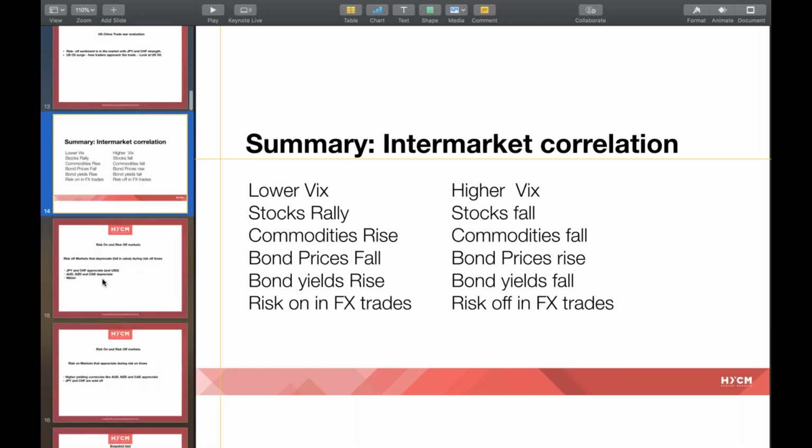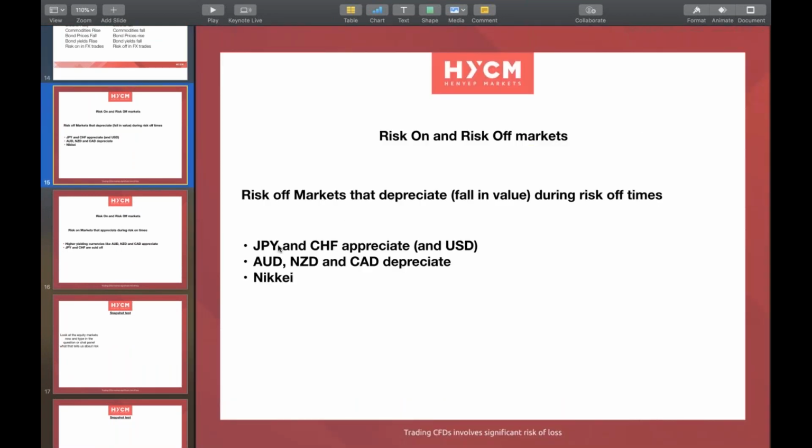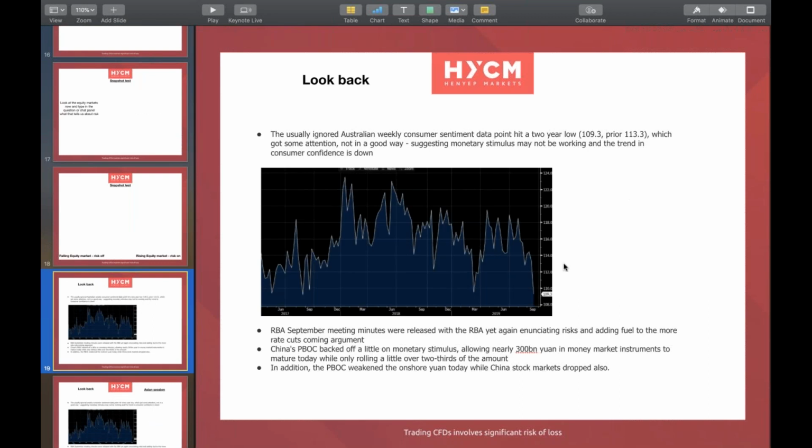So we're risk off. We know straight away, this is how we do our analysis. We know that we are going to be seeing a stronger yen, stronger Swiss franc, and a weak Australian dollar, New Zealand dollar, and Canadian dollar. That's how we know. So we've now got the mood of the market.